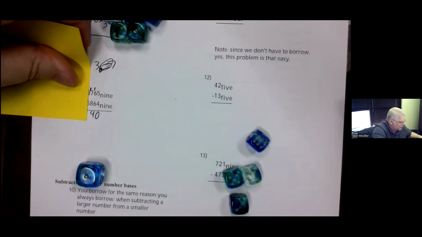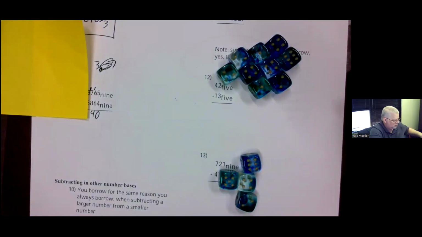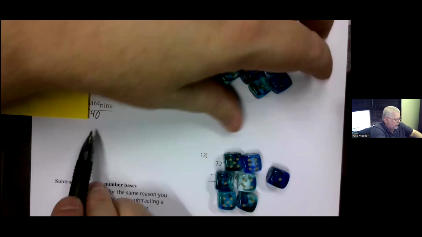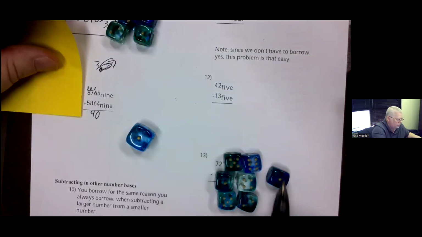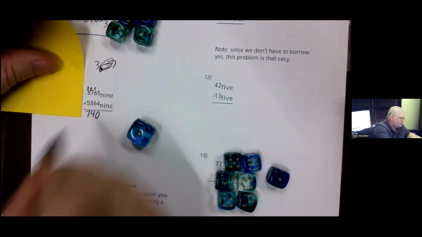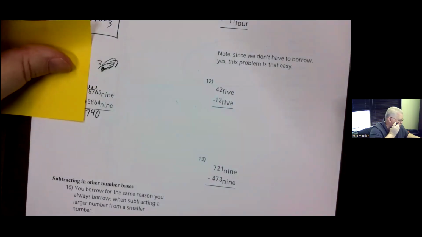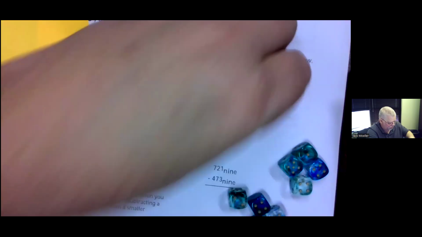Okay, so now we're at the next column. We've got 1 plus 7 plus 8, which is 16. So 9 of those carry over. So there's a carry. How many are left? We have 7 left. So we bring down a 7. Okay. Now that last one, we have 1 plus 8 plus 5.